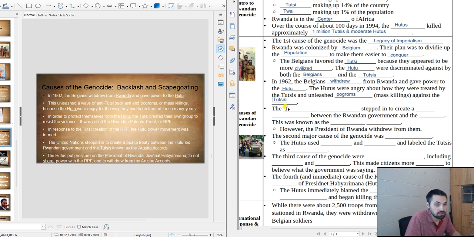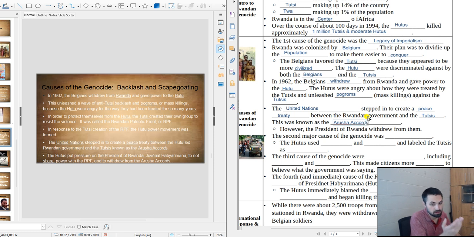The United Nations at this point, so the United Nations is a peacekeeping body, designed to help out with exactly these situations, stepped in to create a peace treaty between the Rwandan government and the Tutsis. The Rwandan government is run by the Hutus. They stepped in to try to create a peace agreement. This was known as the Arusha Accords.